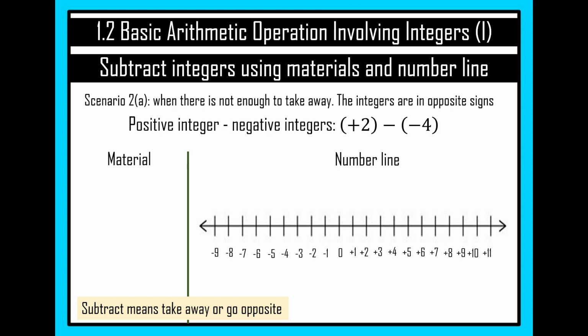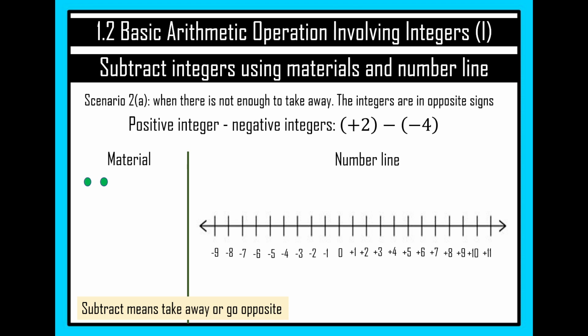We are going to look at when there is not enough to take away and the integers have opposite signs, for example, a positive minus a negative integer. So for example, positive 2 minus negative 4. Positive 2 means 2 green circles, and I'm going to take away 4 red circles. But if you look at the materials, we don't have red circles. So this is the time where we are going to add the zero pair.